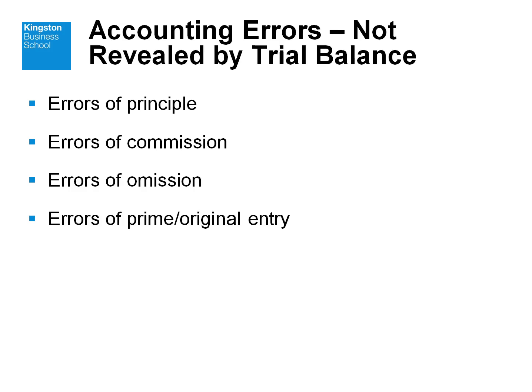Errors of prime or original entry. These are where wrong amounts have been recorded in the books of original or prime entry, and these errors have been taken forward into the double entry system in both the debit and credit entries. For example, an error in the sales day book total will flow to both the sales account and the sales ledger control account.